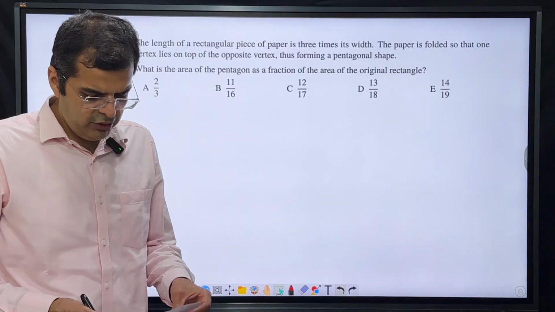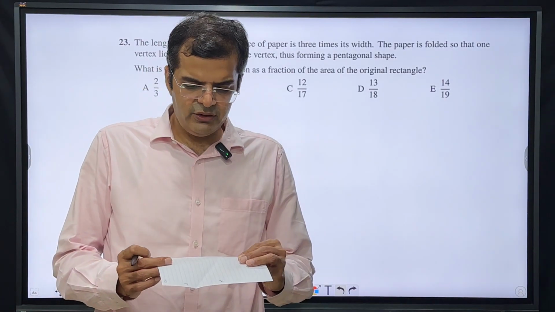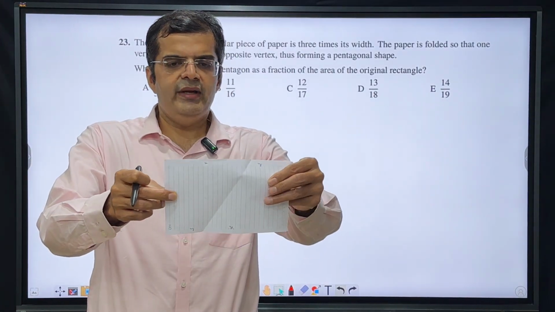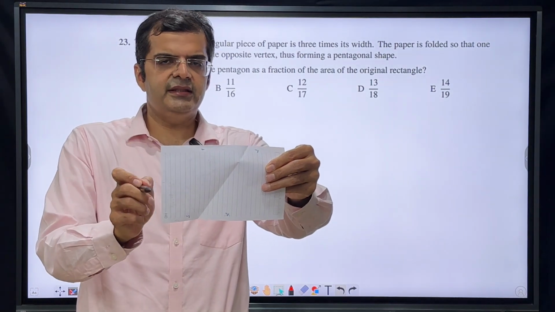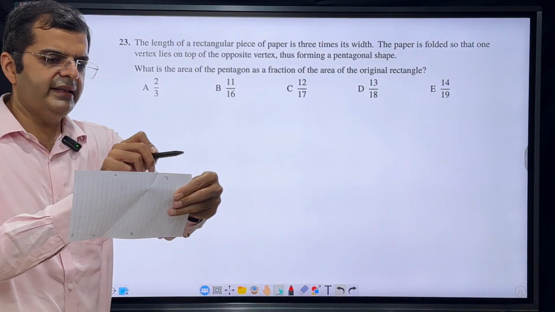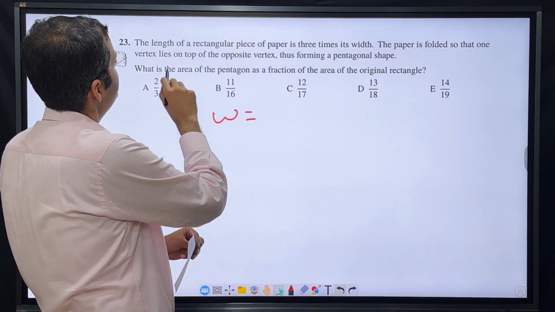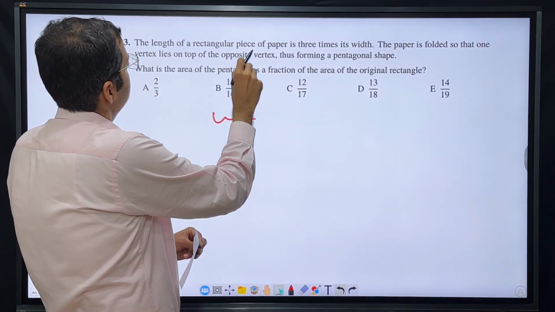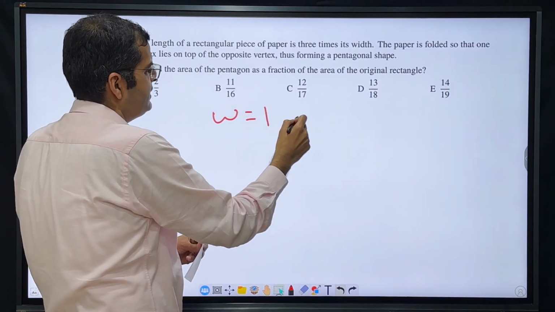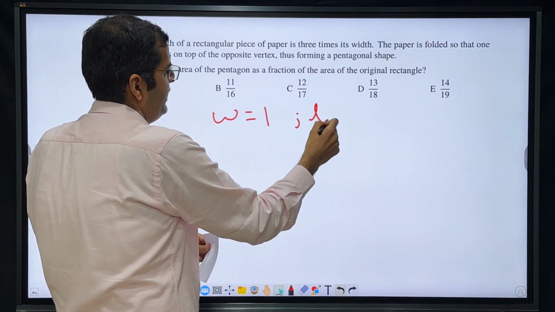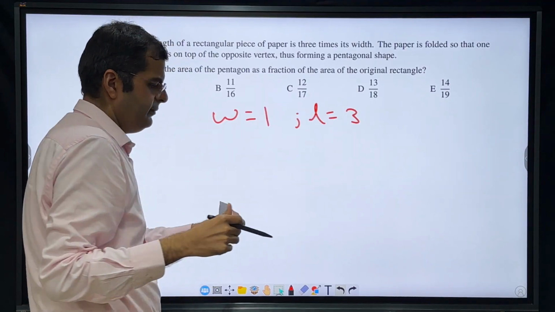So here I will show you this paper. Let us say this is the width, this is 1 unit. Then this will be 3 units. The paper is folded, the length is 3 times its width. So let the width be 1 and the length will be 3.